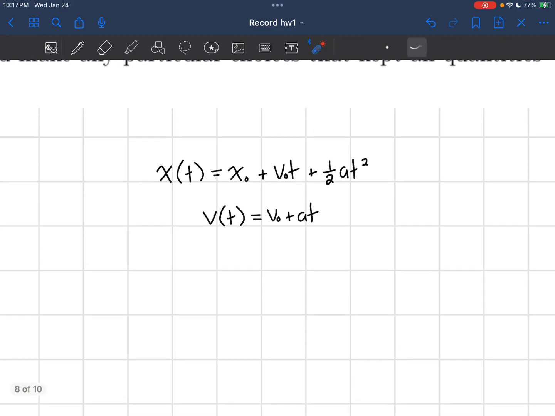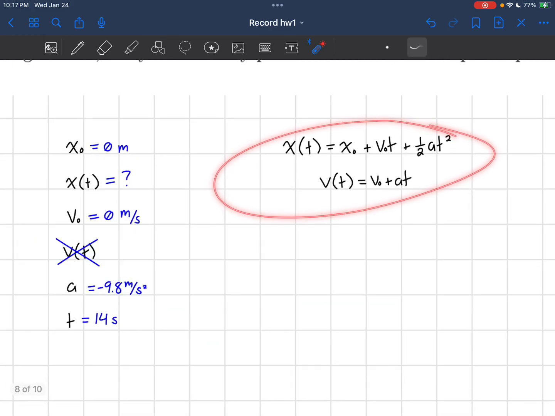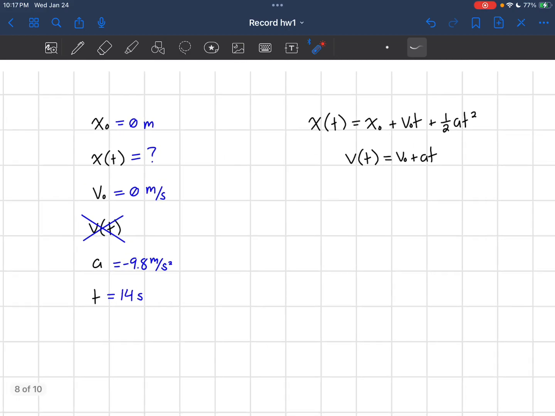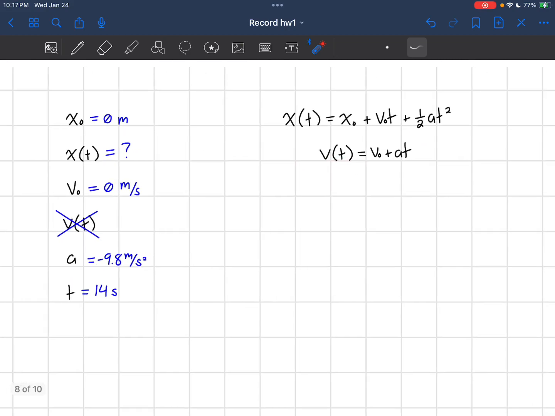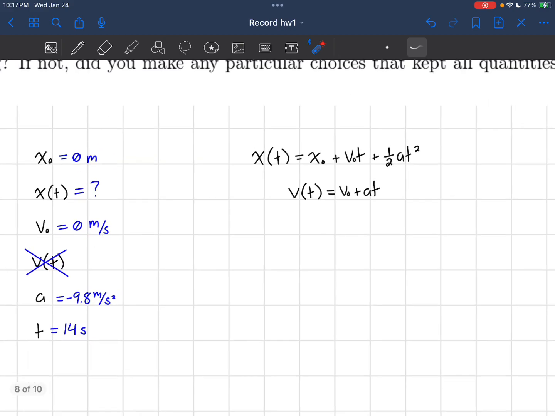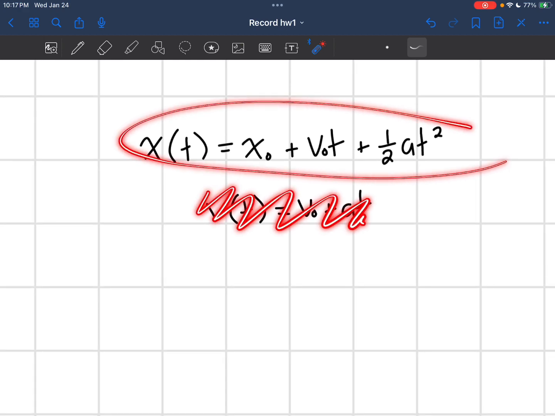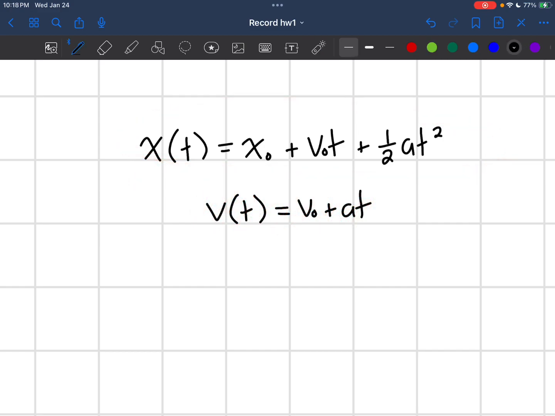Now, we have a third one, but we just derived that one in recitation today, so I don't think we were supposed to use it on the homework that was also due today. So we'll just start with these two, right? I know that I am trying to solve for x of t, and I know a bunch of things, and I don't care about v of t at all. So this one's pretty easy to eliminate, and I'll just use this one. Right? Because I don't care about v of t, and I'm actively trying to solve for x of t.